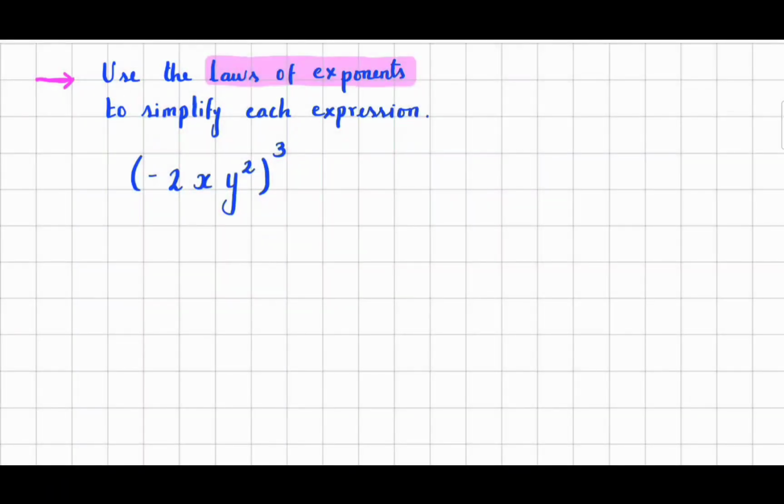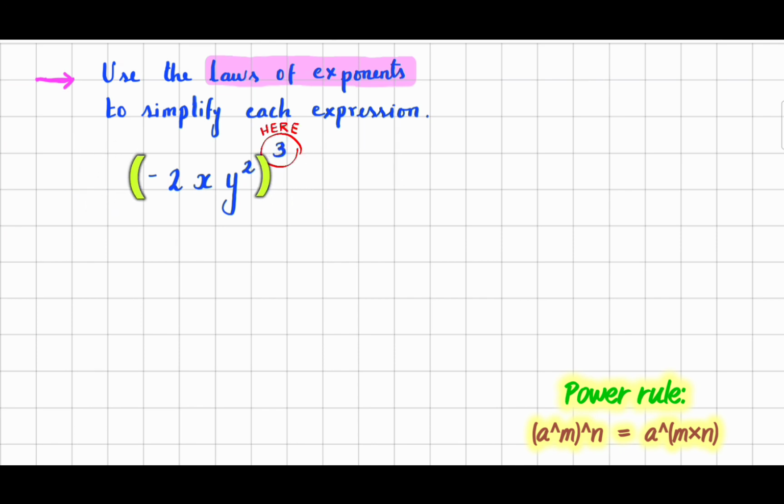Now let's look at this one: negative 2xy squared, the whole power 3. Okay, here remember the power rule, which says that if you see a bracket to the power of something, then distribute that power to whatever is inside the bracket, whether it be sign, number, and/or letter.